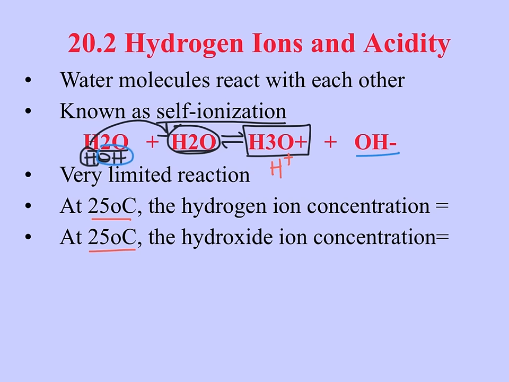The hydrogen ion concentration is going to be 1 times 10 to the negative 7 molarity. And your hydroxide concentration is the exact same thing. Notice here that the H3O plus and the hydroxide separate in a 1-to-1 ratio, so those concentrations will be equal. We also know that because water is neutral. We'll talk more about that in the next slide.